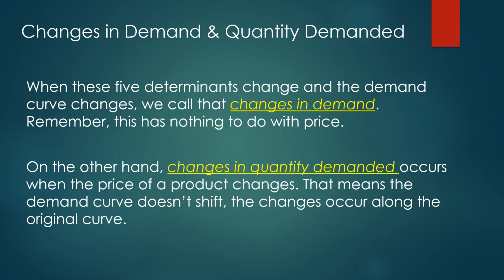So when these five determinants change and the demand curve changes, we call that changes in demand. Remember, this has nothing to do with price. Changes in demand are only about the determinants of demand, not the price. On the other hand, changes in quantity demanded occurs when the price of a product changes, so that is only about price. That means the demand curve doesn't shift, the changes occur along the original curve.